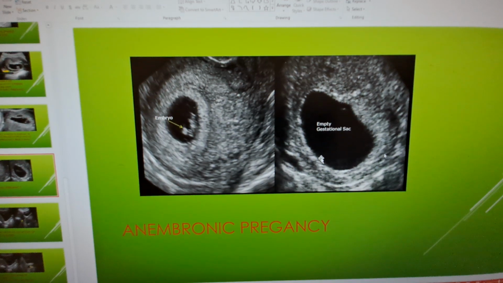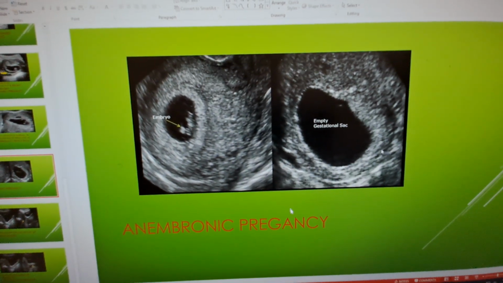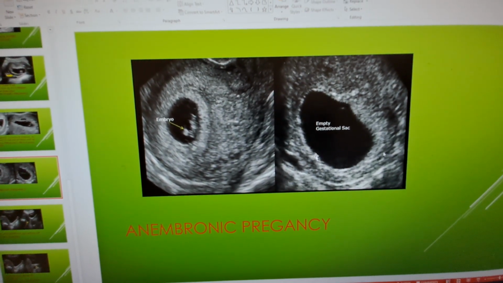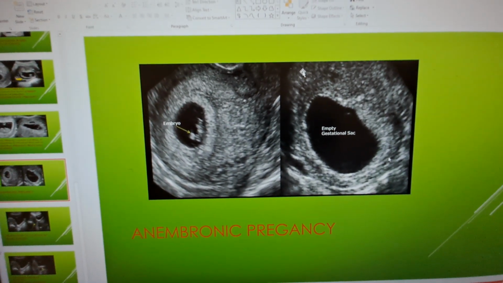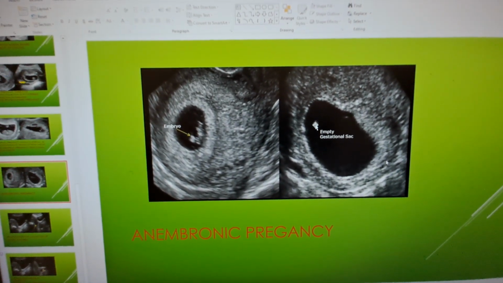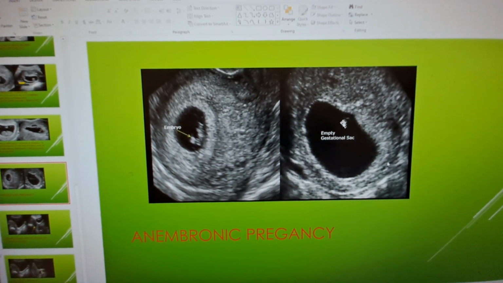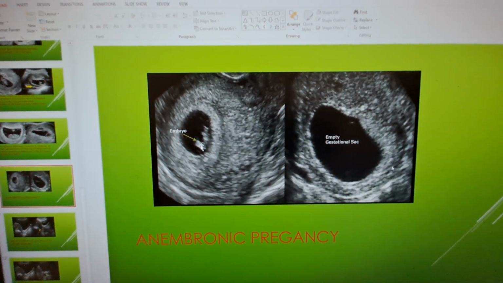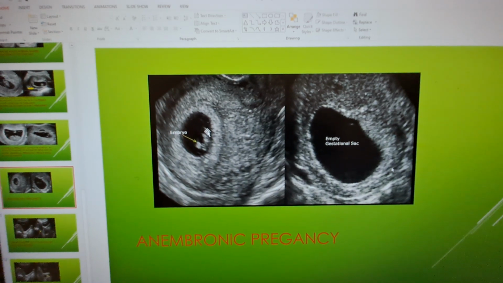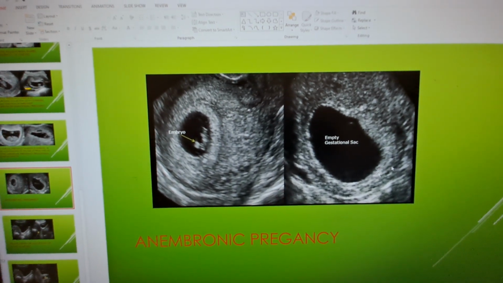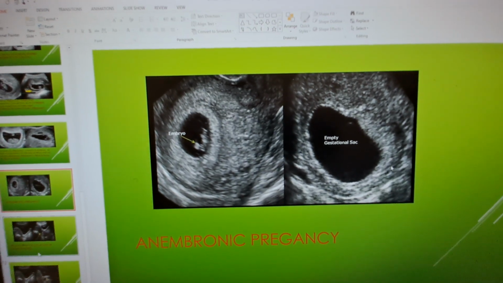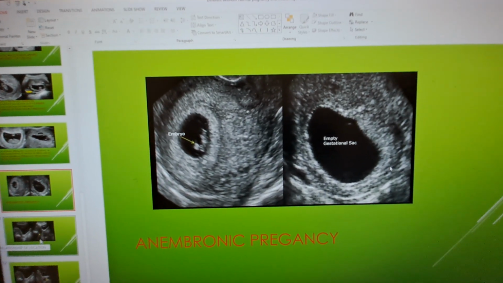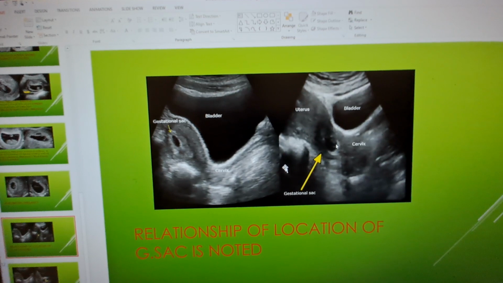Now we discuss the anembryonic pregnancy. Sometimes the pregnancy hormones keep growing up and up, but there is no yolk sac and no fetus, no fetal pole. This pregnancy is also called a blighted ovum or anembryonic pregnancy, which also ends in miscarriage or missed abortion.